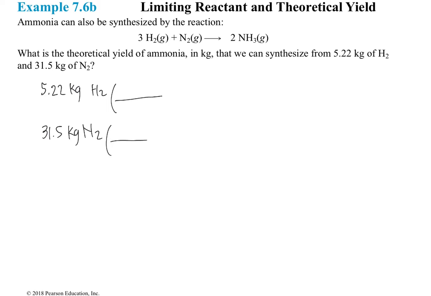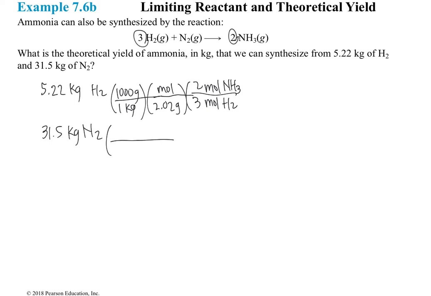So once again, we need to get to moles. So we have 1 kilogram per 1,000 grams. And then we go to moles. So I will have 2.02 grams per mole of hydrogen, and then I can use mole of hydrogen to mole of ammonia. And I have 2 ammonia and 3 hydrogen. So I'm going to go straight to the end. So now I can go moles to grams. I use molar mass of ammonia, and then in 2 kilograms, 1,000 grams in 1 kilogram.